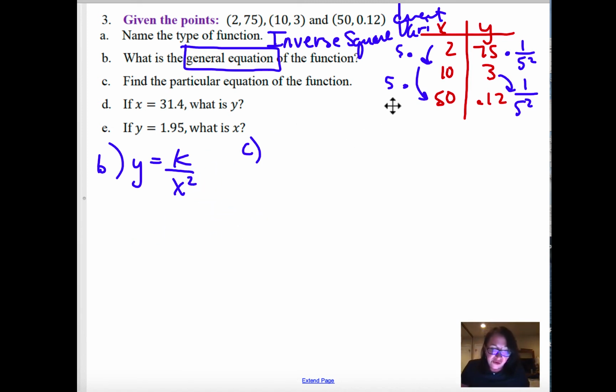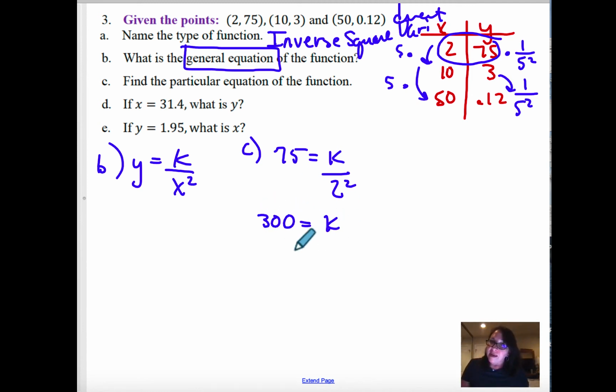And so in order to find k, I'm just going to use this top point, 2, 75. So I'm going to go 75 is equal to k over 2 squared. So k is equal to what? 75 times 4? Is that 300? Okay, and so that's my k. And so do a happy dance, you found k.